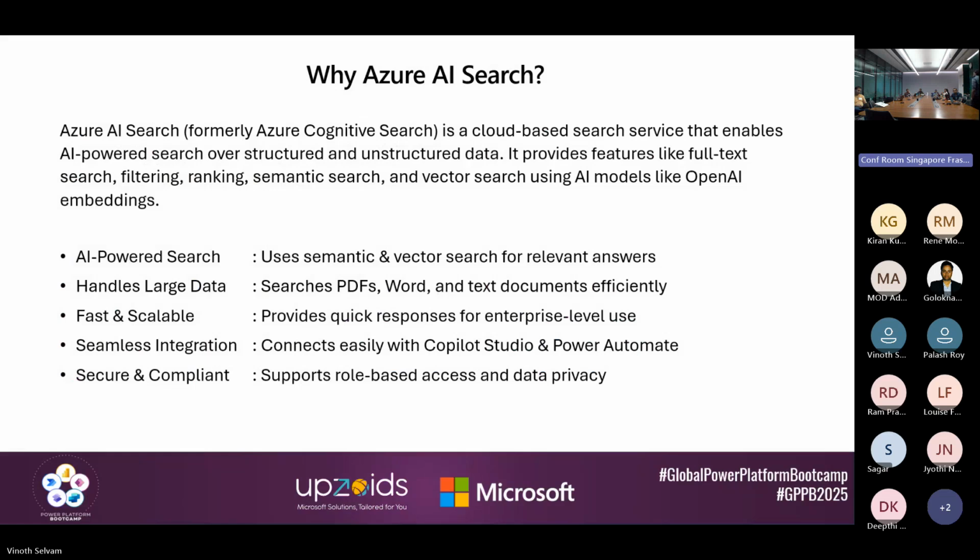So the existing functionality that you can do through the Copilot Studio has some limitations. It has limitations on the number of files that you upload, and at the same time some limitations on the size of the file that we are going to upload. But still, Azure AI Search is well known for handling large data, and it is fast and scalable, right?